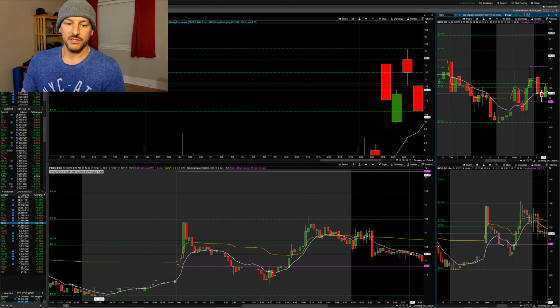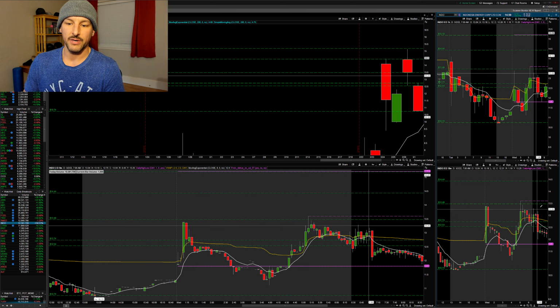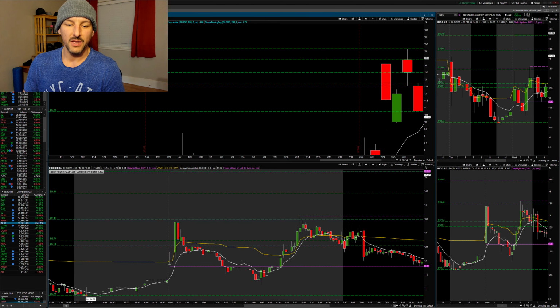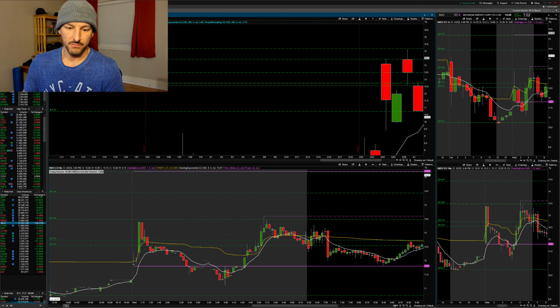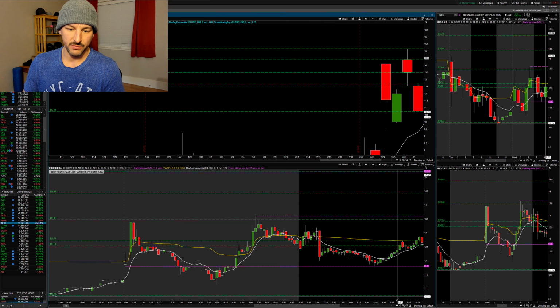So at this point, it's looking really weak. You can see that it's just underneath. Look how it's reacting to the 9 EMA and the 5-minute very well. And then what we do is we kind of come down here, chop around a little bit, and we bounce, and we go back up to test VWAP here.